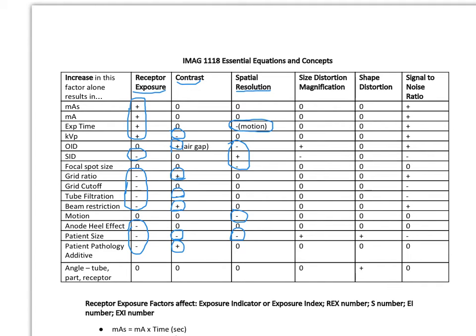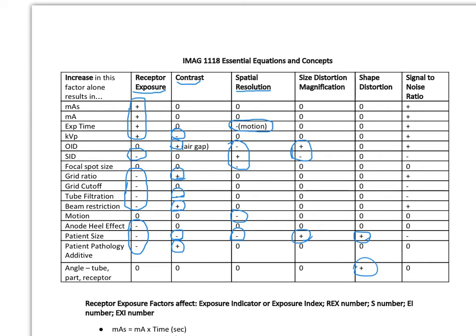Distortion is affected, magnification more by geometric factors, and so as we increase the OID or increase the SID, we change magnification. Increasing OID increases magnification, increasing the SID decreases magnification, so those two are the geometric relationships for magnification. Patient size increase would increase the OID, and that would increase magnification as well. Shape distortion has to do more with the angle of the tube and the part and the receptor, and that is sometimes also affected by patient size, and so patient size and angulation affects distortion.